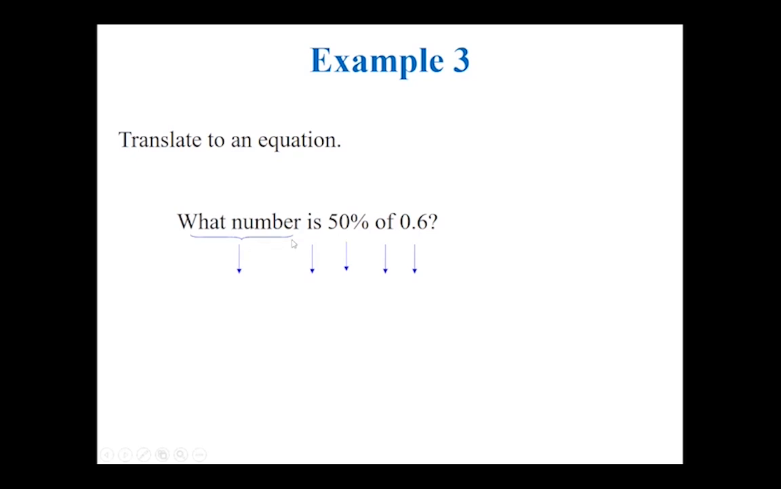So, as always, what number becomes our variable, becomes n. Is means equals, of means multiply. N equals 50% times 0.06, or n equals 0.5 times 0.06.